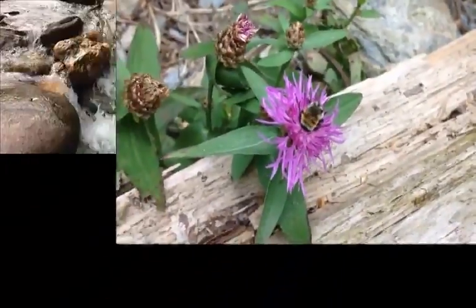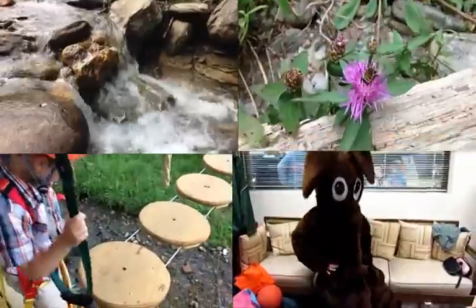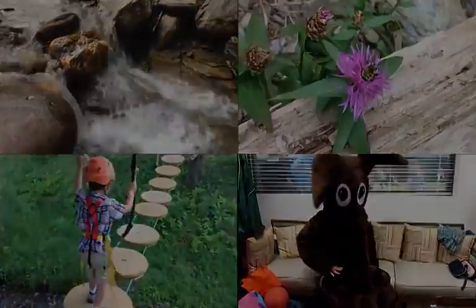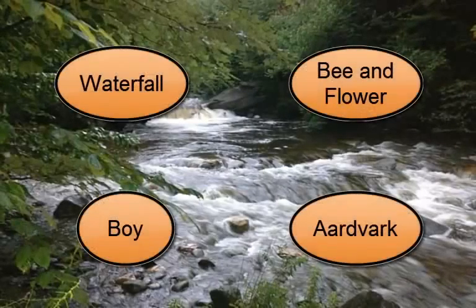What do you have in common with a waterfall, a bee and a flower, a little boy, and our aardvark? You're probably thinking that this is a trick question. Hard to imagine that a person has anything in common with all of these objects. From a scientific point of view, you have at least one characteristic in common with these things.